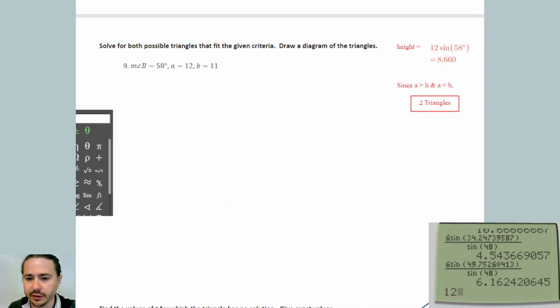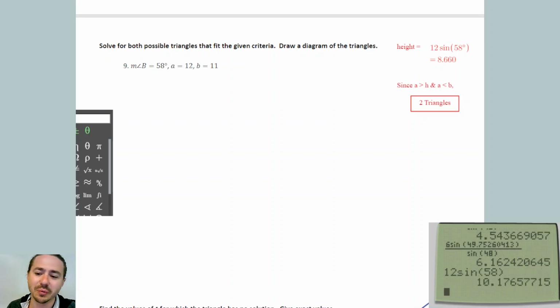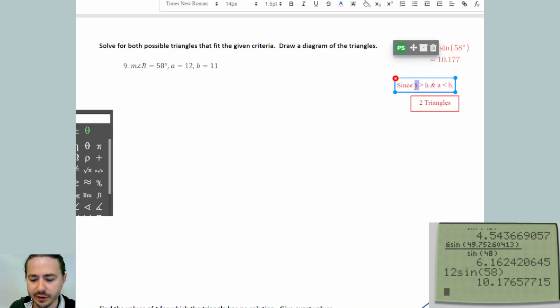Gosh, how many times have we used the calculator today? Way too many, right? 10.176 rounds up to 177. All right, so we can see that in this case, we're not really comparing A because A is not the opposite side, B is this time. So since B is greater than the height, which it is barely, and B is going to be less than A, we're going to have 2 triangles.